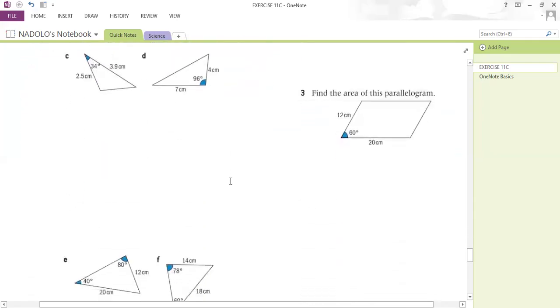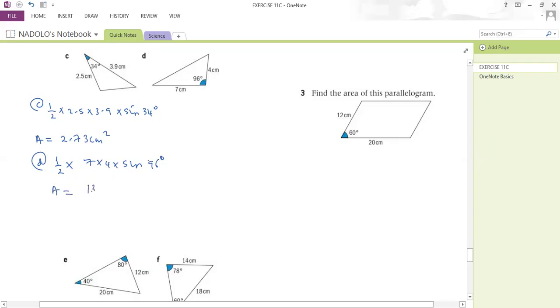Number C, the same thing we'll do here. Half multiplied by the two sides multiplied by the sine of the angle in between them. Use your GDC and you'll get your area as 2.73 square centimeters. For number D, we'll do half multiplied by 7 times 4 times sine of the angle between them. Do this using my GDC and you'll get your answer as 13.9 square centimeters to three significant figures.